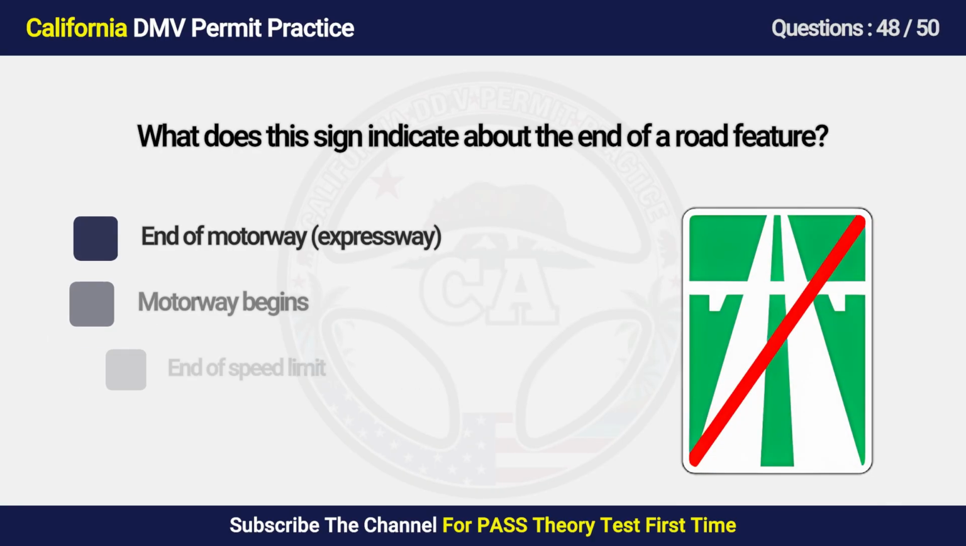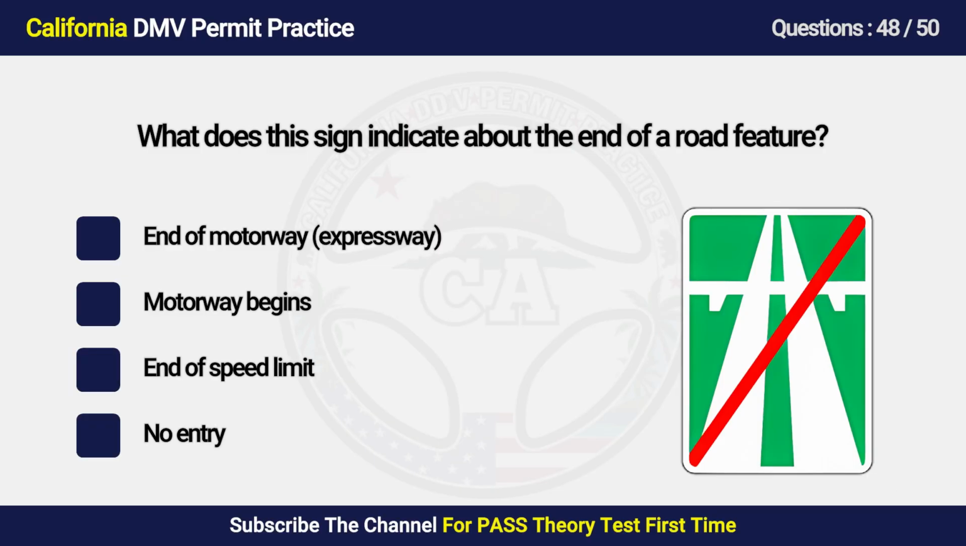Question 48. What does this sign indicate about the end of a road feature? A. End of motorway expressway. B. Motorway begins. C. End of speed limit. D. No entry.